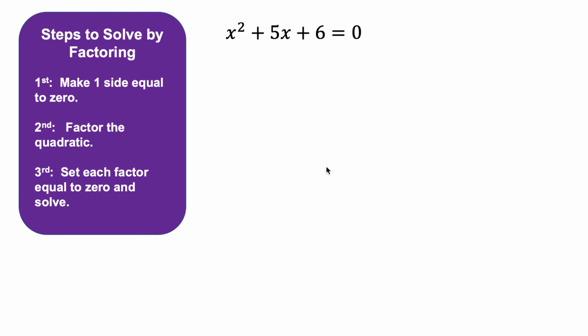Here is one example. So x squared plus 5x plus 6. We can already see that one side is already equal to 0. So step number 1, it's already done. So actually this is only a two-step thing. So second step is we got to factor this.